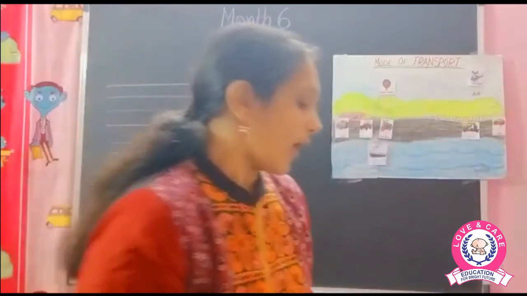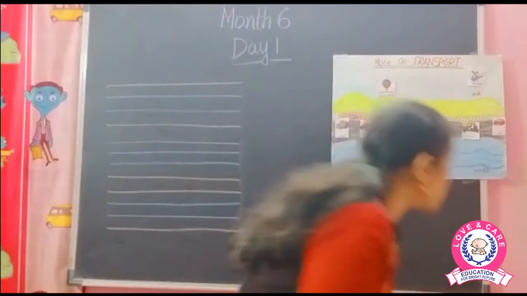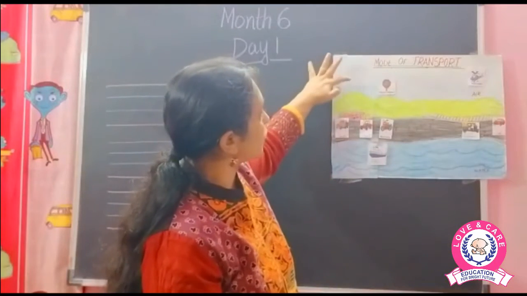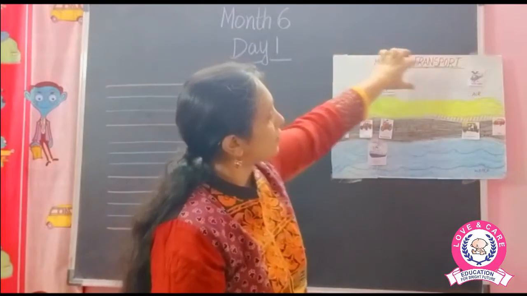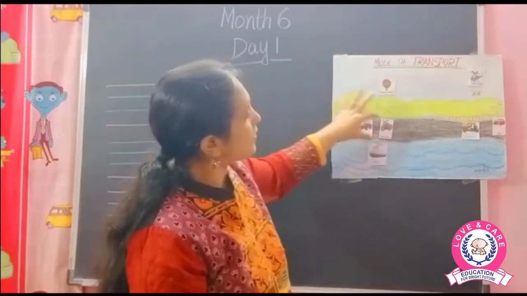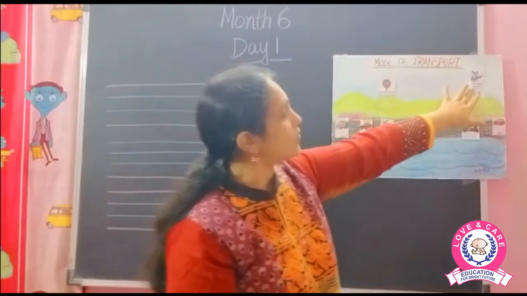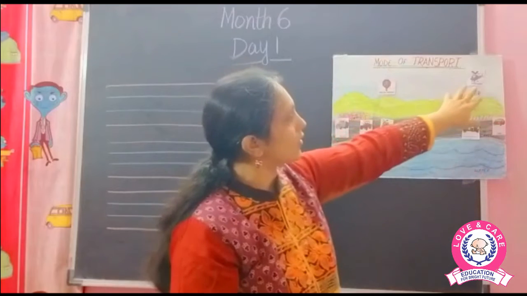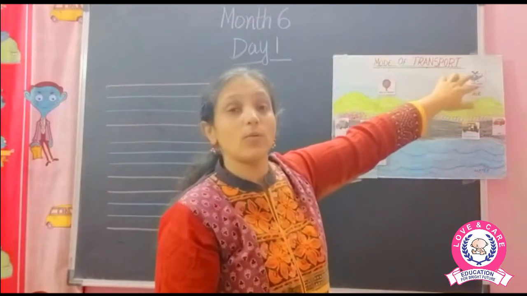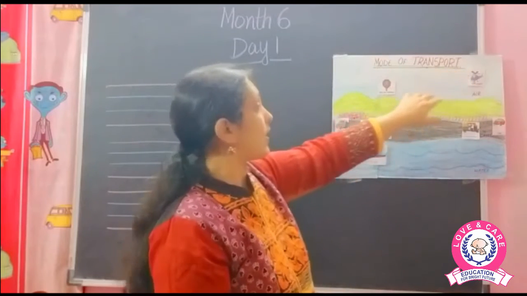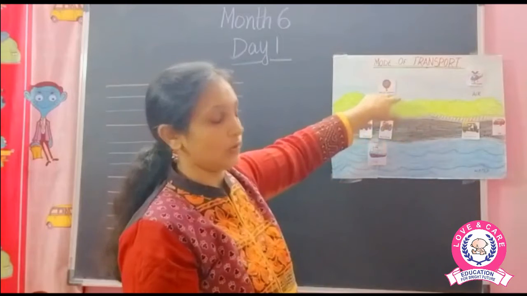Now I have just made a chart where I have just shown that these are different modes of transport. This is air, then this is land, and this is water. Now I have already stuck the pictures in the air. What can you see? You can see a helicopter. वो कहाँ दिखता है? You can see it in the sky. Even a hot air balloon.